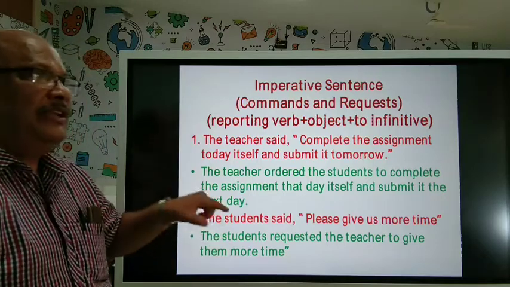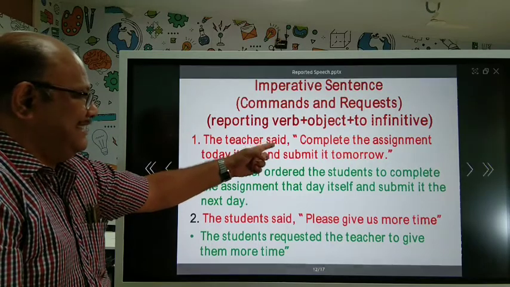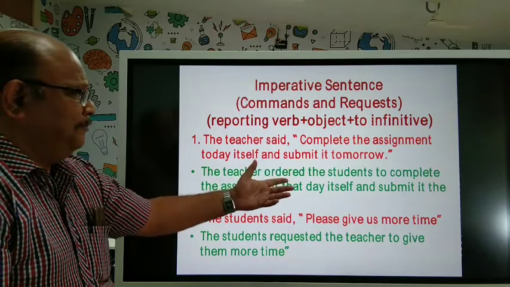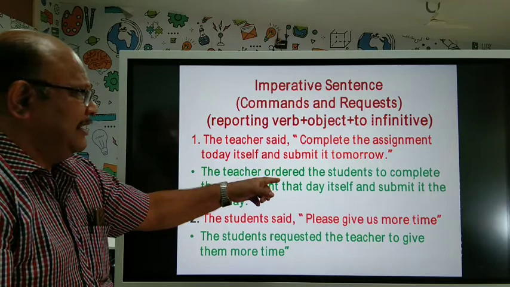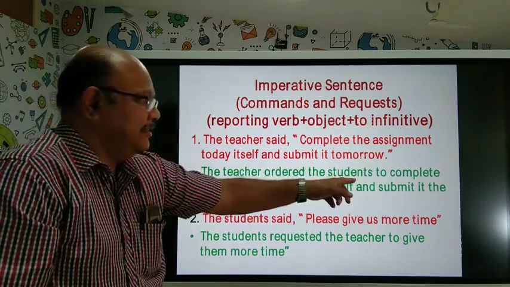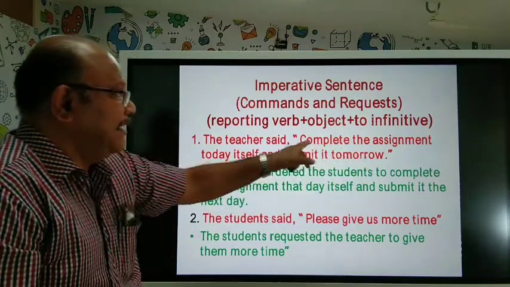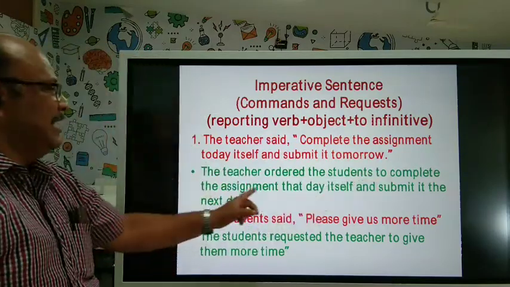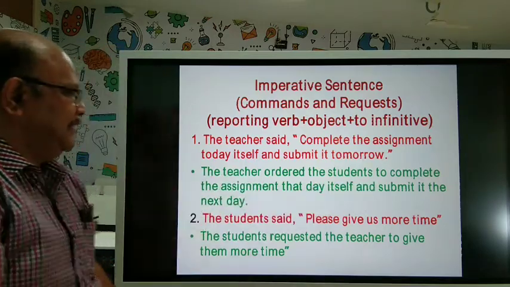So when you convert into indirect speech, the reporting verb "said" changes to "ordered." Or if you think it is advice, then you have to change it to "advised." Let us take this, the order of the teacher. The teacher ordered the students what? To complete. In the given sentence it is "complete" only, no "to," but you are adding "to complete the assignment that day itself and submit it the next day."